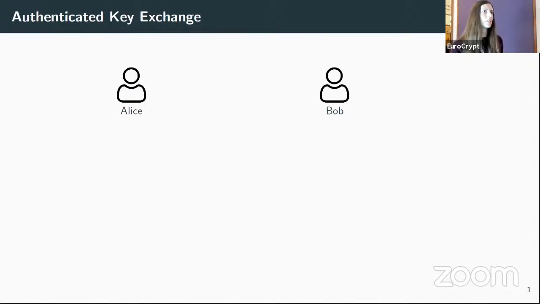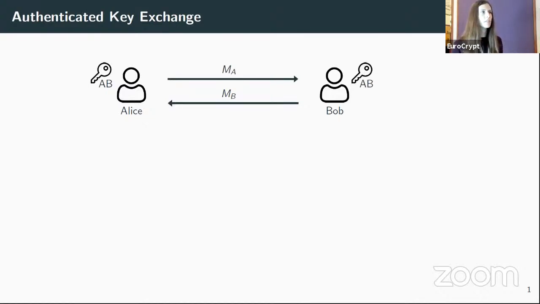In AKE, we consider two users, Alice and Bob, and they exchange some messages, and in the end, they will use these to compute a shared session key. The session key can then be used with a symmetric primitive to encrypt further traffic. AKE is a very important cryptographic building block. It is widely used in practice, for example, in the TLS protocol.